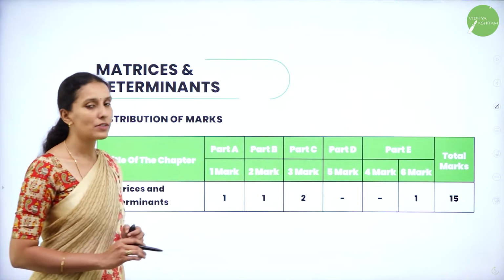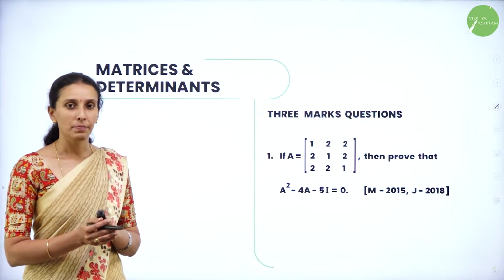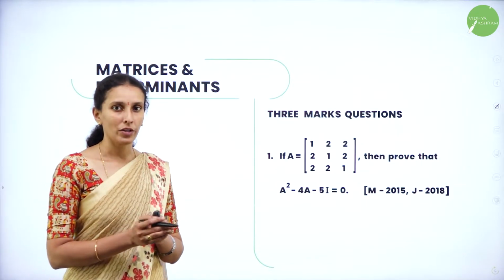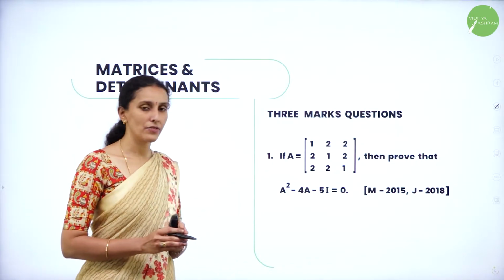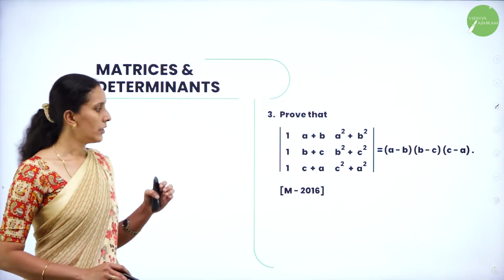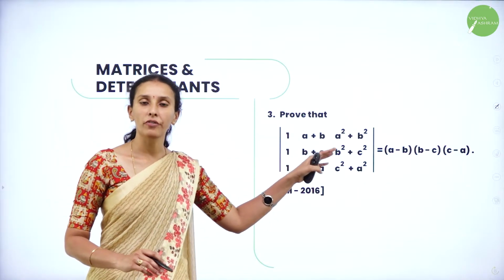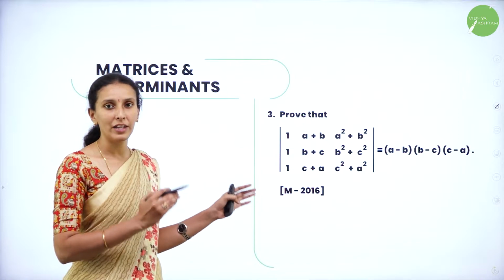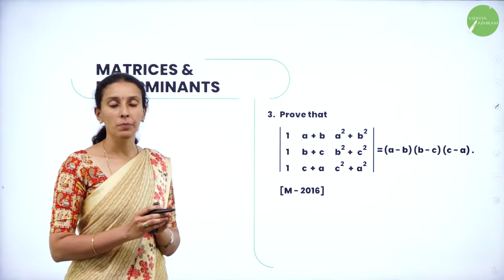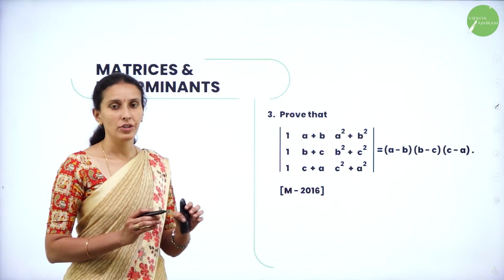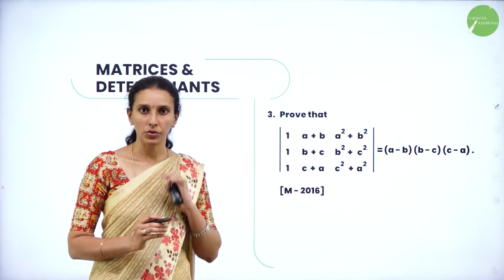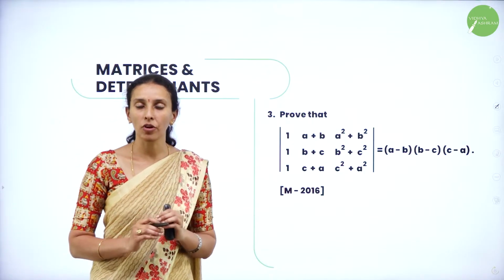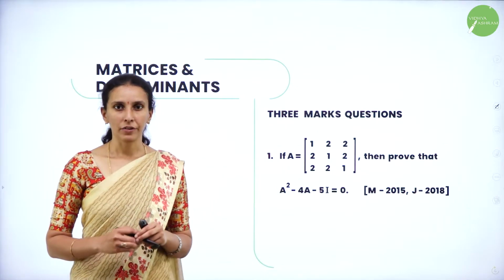Let's take up the 3 marks questions now. What you may expect in the 3 marks questions is, one of the questions is proving the standard equation of matrices A square minus 4A minus 5I is equal to 0. Along with that, you might have the properties of determinants evaluation, that is evaluating the given determinant in the form of LHS and RHS and proving it using the properties of determinants. So these types of questions they may ask you for 3 marks. One is from the multiplication of matrices and the other is from the properties of determinants. So let's take a few questions and solve.